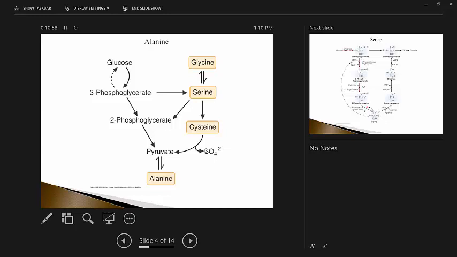So this is the anabolic. So this is the catabolic. This is the anabolic side. So what's going to happen is we take glucose, and eventually it becomes 3-phosphoglycerate. Then it gets converted to 2-phosphoglycerate, and it goes to pyruvate. And then it magically becomes alanine by what kind of a process? Transamination, that's the word. So it's relatively easy. So that's what we want to do.